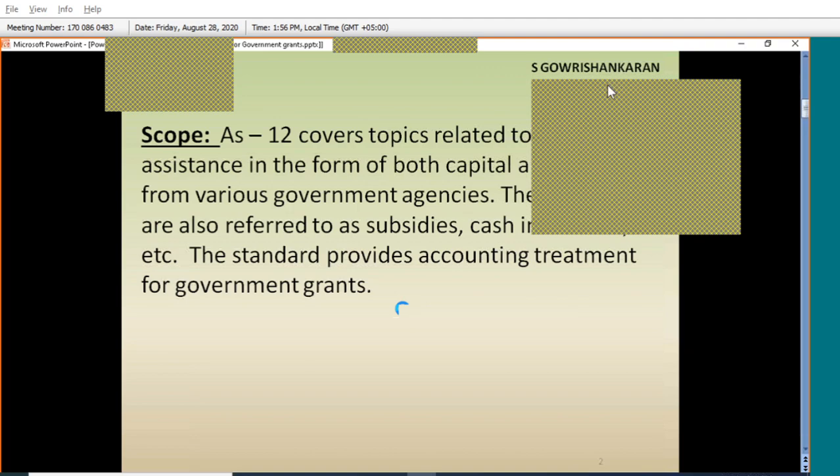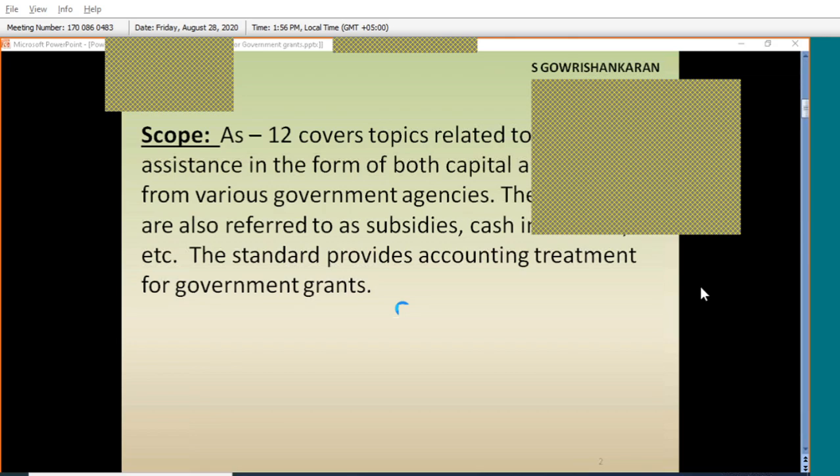So here, what is covered under AS 12? Scope is given. In the next slide I will explain the meaning. AS 12 covers topics related to grants or assistance in the form of both capital and revenue from various government agencies. These grants are also referred to as subsidies, cash incentives. The standard provides accounting treatment for government grants.